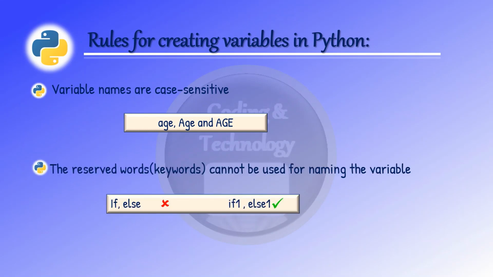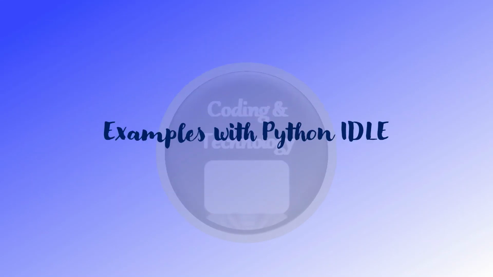The reserved words or keywords cannot be used for naming a variable. In this example, if and else are reserved words, so these are invalid variable names. But if1 and else1 are valid variable names.